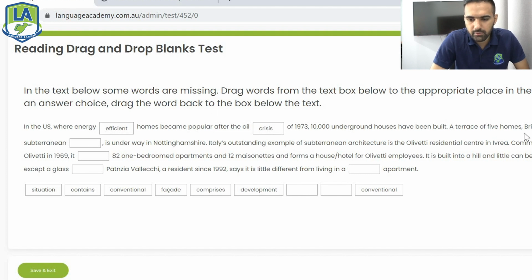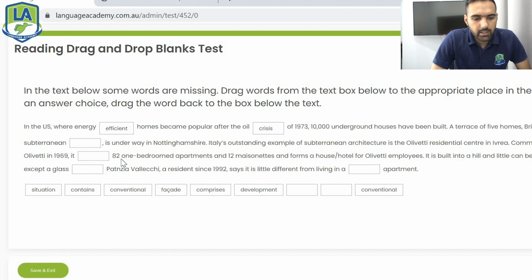A terrace of 5 homes, Britain's first subterranean dash is underway. Underway, what will be underway? Situation will not be underway. Contains will not be underway. Conventional is old, won't be underway. Facade is a word or term used for the front face of the house. So face of the house won't be underway. Comprises won't be underway. Development can be underway. Conventional can be underway. I'm not really sure. Let's leave it. Let's come on to the next one.